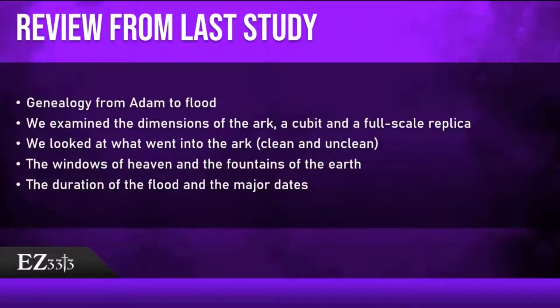So, review from last study: we took a look at the genealogy from Adam to the flood. We examined the dimensions of the ark, a cubit, and a full-scale replica. We looked at what went into the ark, clean and unclean. Also, keep in mind that when the animals were going into the ark, we're talking about types, not species. It's a very different conversation. The windows of heaven and the fountains of the earth: when we talked about the earth being flooded, we pointed out those places below and above where the water was coming from. And then we looked at the duration of the flood and some of the major dates.